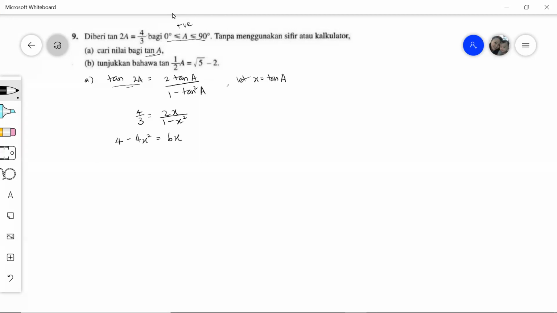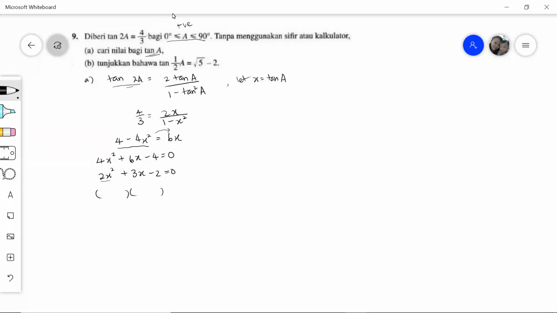Now whenever we see x squared, to the index 2, we know that we need to solve a quadratic equation. So let's rewrite this equation in the format ax squared plus bx plus c equals 0. Bring this to the other side so that the coefficient for x squared will always be positive. So we will have 4x squared plus 6x minus 4 equals 0. Before we start factorizing, make sure we simplify it so that everything will be much easier. Next, just factorize it.